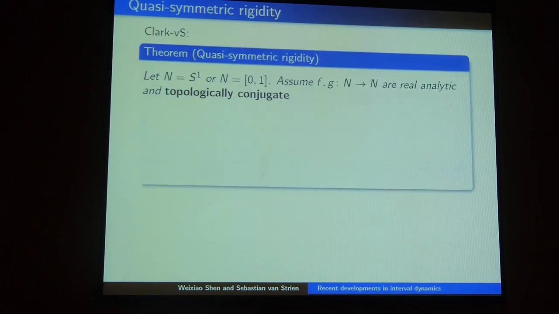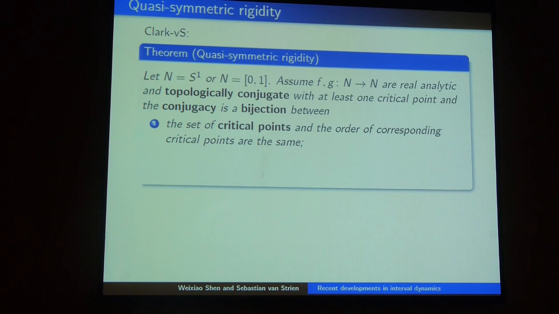The next statement is the following. Assume you have a circle or an interval, and you take a map, and this map is real analytic, and these two maps are topologically conjugate. So up to a topological coordinate change, they're the same. But there's nothing about smoothness there. The maps could be quite different: one could be something like a sine function, another one could be like a quadratic function. So they have very little in common.